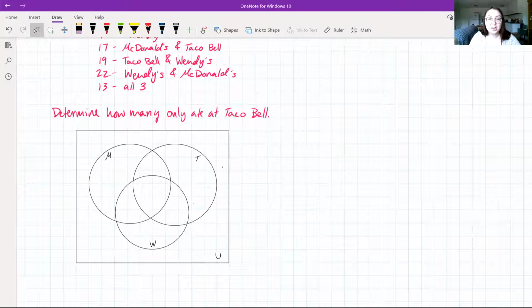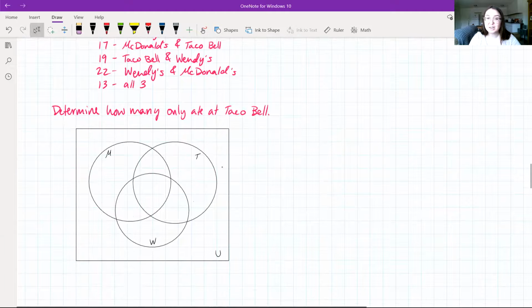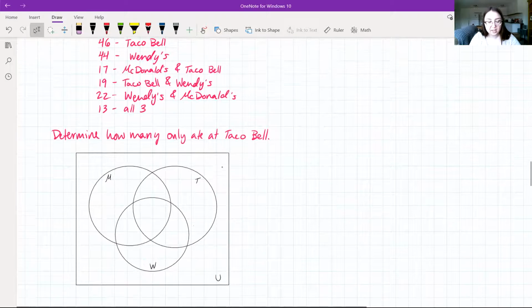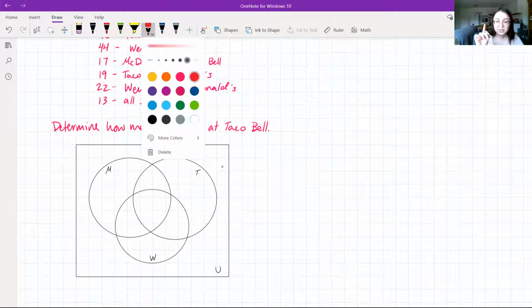So we're going to shade in our region. First, we're going to find all of our values, shade in our region, and then find how many people went to Taco Bell. So let's shade in our region first. We'll rearrange that order. Shade in the region first, and then we'll assign the values.